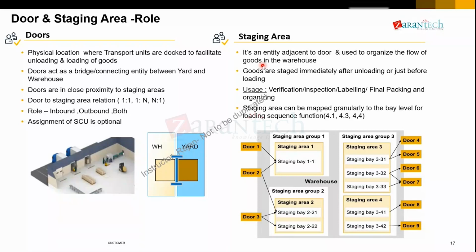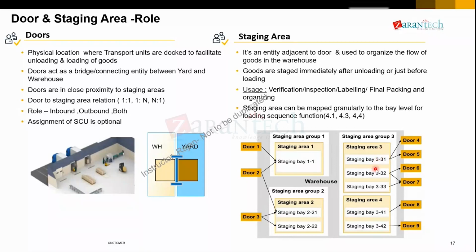Then the staging area can be mapped granularly using the three tools at our disposal: storage type, section, and bin. If you see, we call it the staging area group, the white block, which is nothing but your storage type, and the staging area, which is your section, and the staging bay is a bin. So why do we need to go to this extent of meticulous mapping? Because you may need a loading sequence.